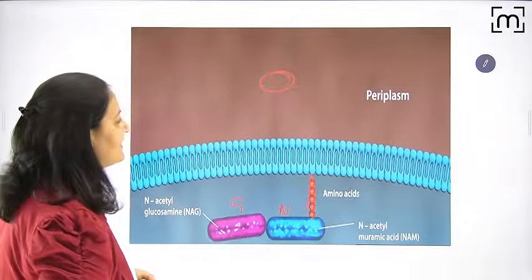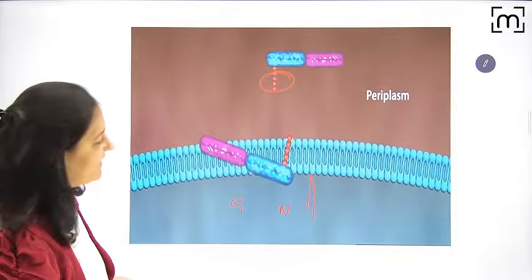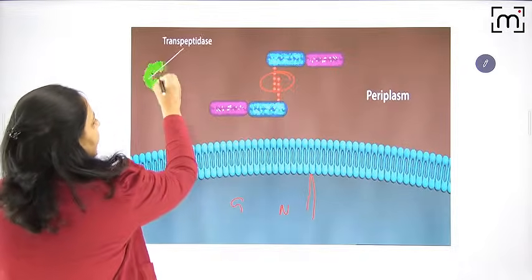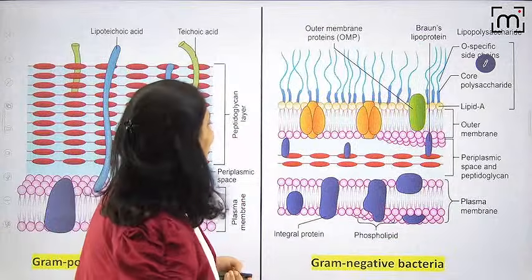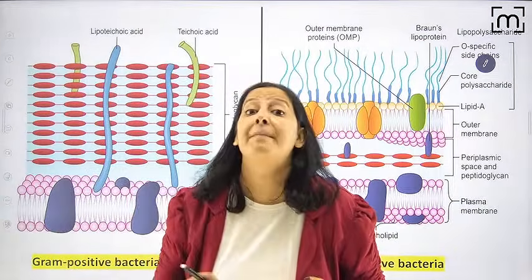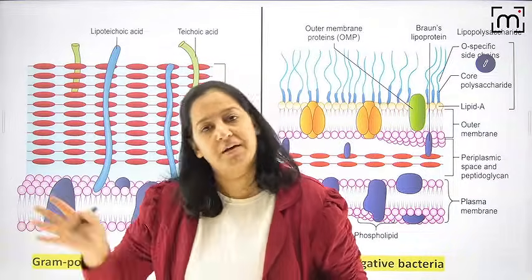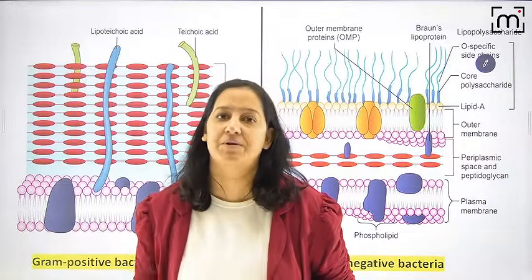Got it? So you can see here, I will tell you the mechanism of action of beta-lactam antibiotics. Beta-lactam antibiotics inhibit this enzyme, transpeptidase. No transpeptidase, no cross-linking. Got it? So this is the structure of the peptidoglycan. Now, let me tell you the detailed structure of the cell wall of gram-positive and gram-negative bacteria.